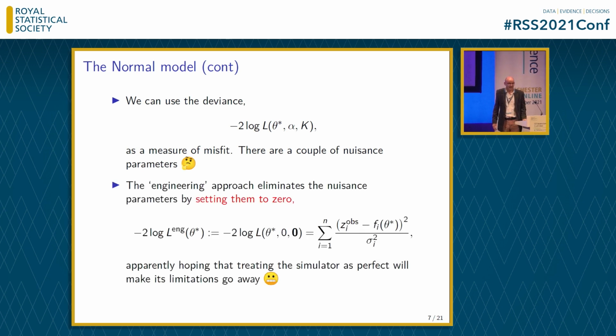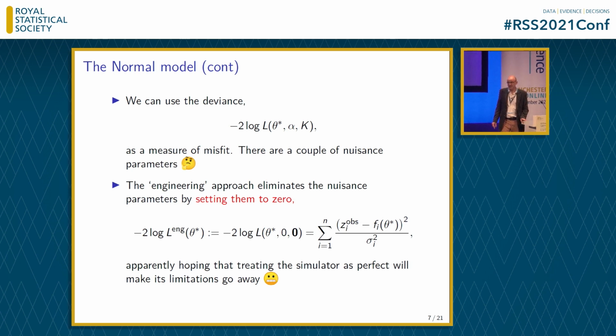Well, the engineers have a solution. The solution is set them to 0. That is what happens in the engineering solution. We set all the description of the simulator's limitations to 0. We behave as though the simulator is in fact perfect. We say there is no vertical offset, there is no discrepancy. We set them to 0, and then you get back to root mean squared error. That is, you simply sum the squared deviations between the simulator output and the observation, and you scale by the measurement error, and that gives you your misfit function. So that's clearly what the engineers are doing in this case.